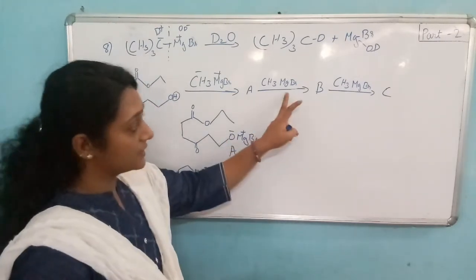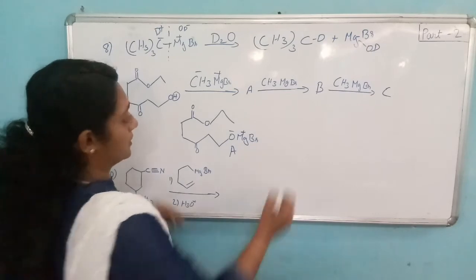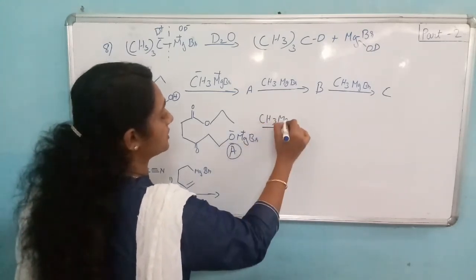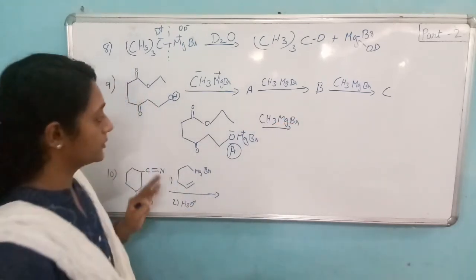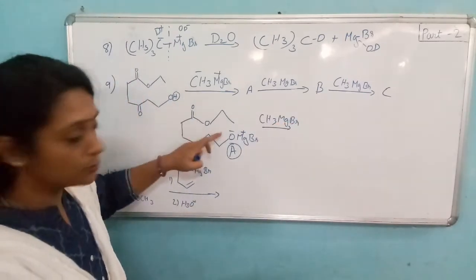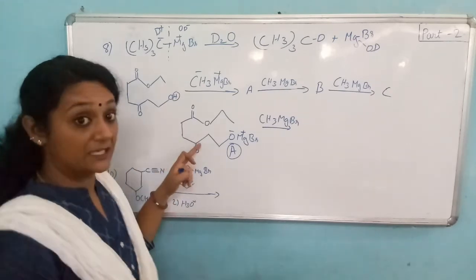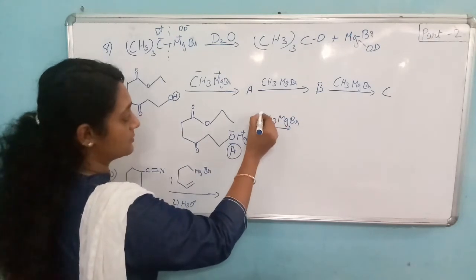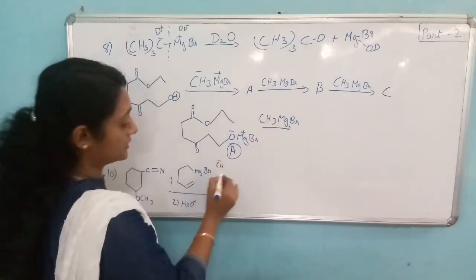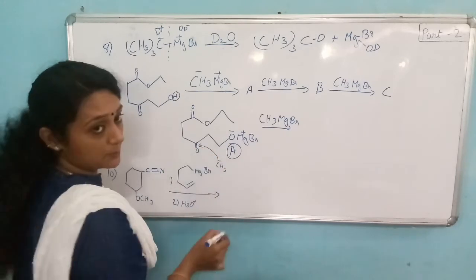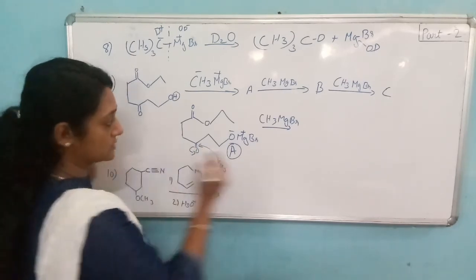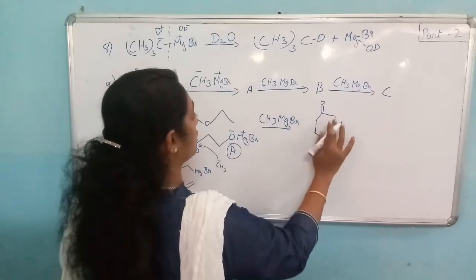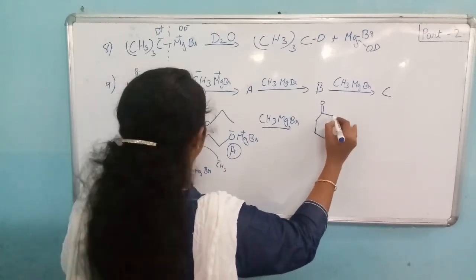To this again add CH3 MgBr. What will be the product? This is the ester group and this is the ketone group. Ketone is more reactive than ester. Therefore, the CH3 minus from the Grignard reagent attacks this carbonyl carbon, and the bond shifts to oxygen. We get double bond O, O minus.